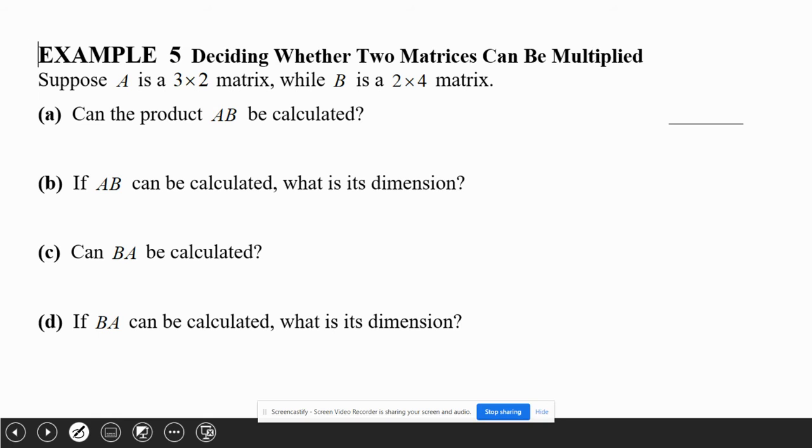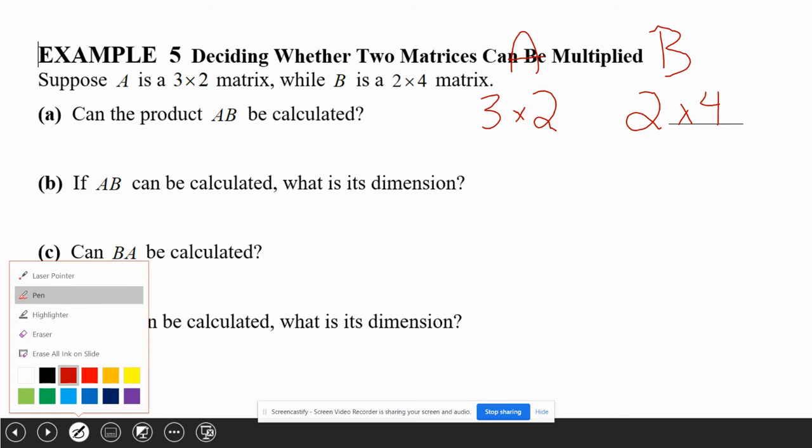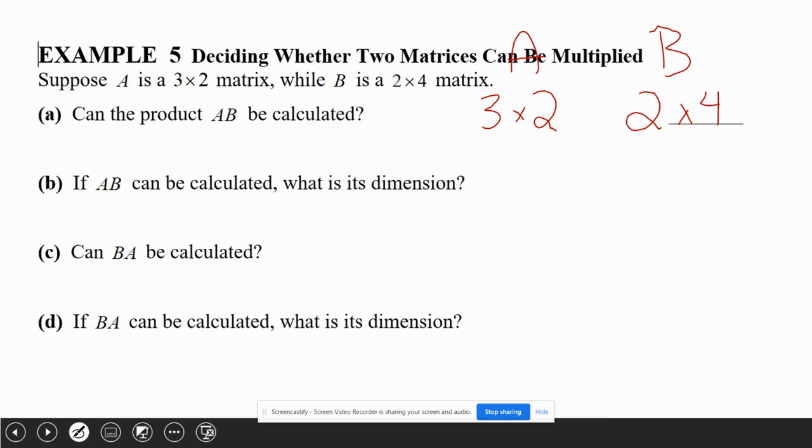All right, on the next page, we're jumping to example 5. We're talking about multiplying matrices now. So how do I know if 2 matrices can be multiplied? And if so, what other information can we find out? We have matrix A, that's a 3 by 2, and matrix B, that's a 2 by 4. So the first question, can A times B be calculated?